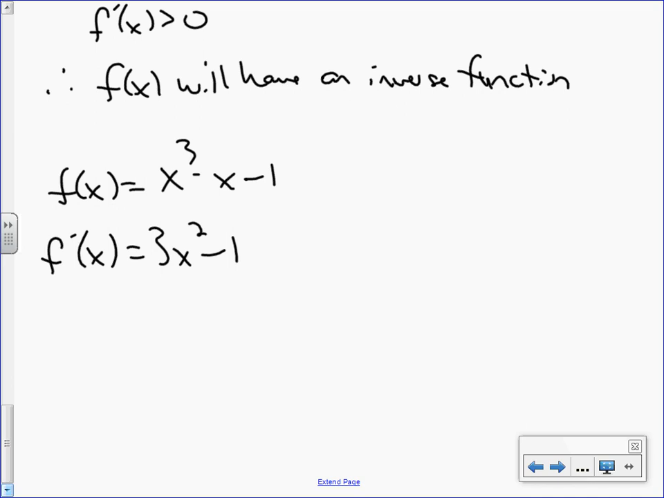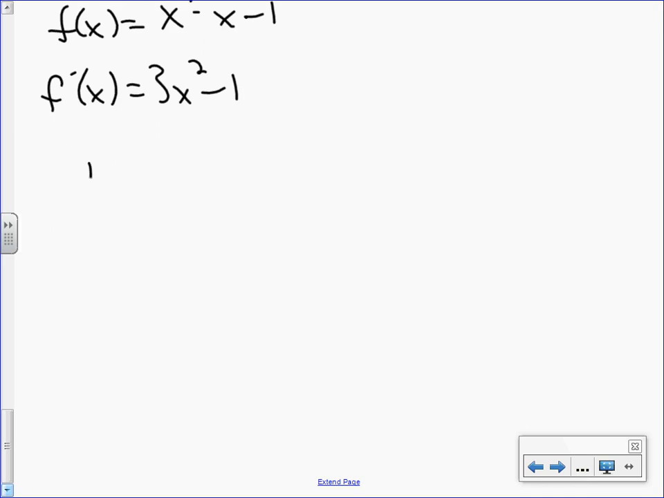And you can tell pretty quickly by this that it is going to change. Sometimes it's going to be positive and sometimes it's going to be negative, okay? So you could find those places, but it is not always positive or always negative. Therefore, this function does not have an inverse function. An inverse exists, it's just not going to be a function, okay?